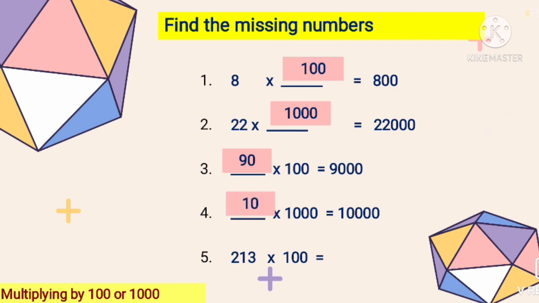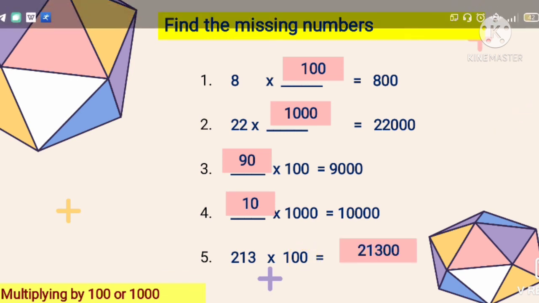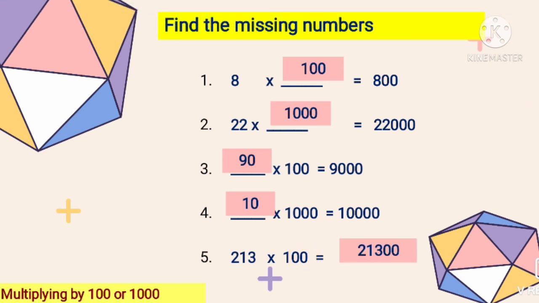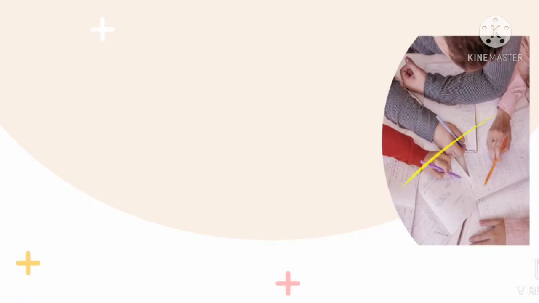Very well. Now 213 times 100. What should you do? You will write down 213. You add with how many zeros? 2. So it becoming 21,300. Pretty easy, right?